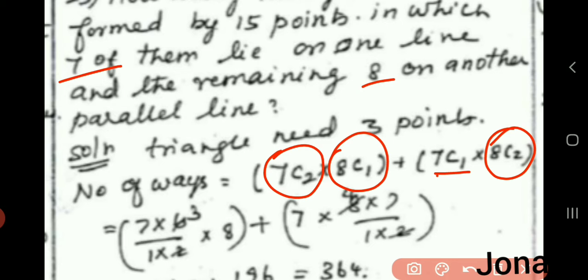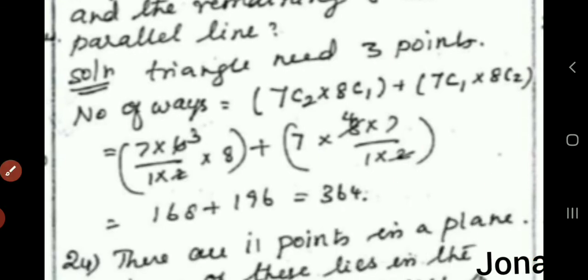Okay, and then here I can calculate like this. 7C2 is 7 into 6 divided by 2 into 1. 8C1 is 8 here, and then 7C1 is 7, and 8C2 is 8 into 7 divided by 2 into 1. If you calculate that thing, we have 168 plus 196 is 364.